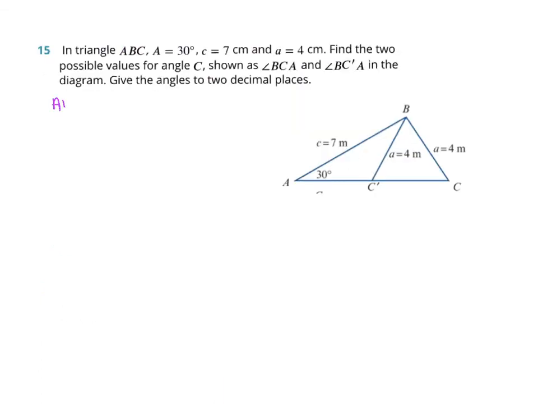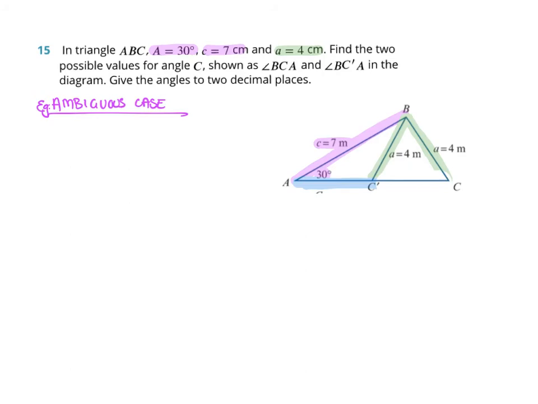So here's a case of the ambiguous case that we're gonna go through. It says in the triangle ABC, A equals 30, so we know that one. C equals 7 centimeters, so you definitely know that one. And A equals 4. So this is the case where if you only know that, A could swing that way or A could swing out that way, meaning we don't really know, because we don't know the length of this. It could be that full length, or it could just be to that length.